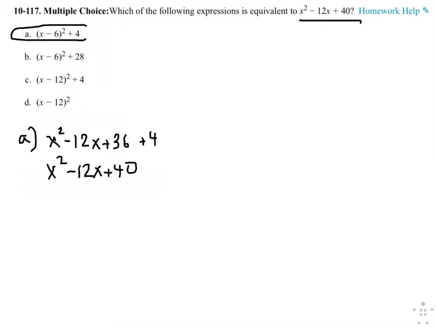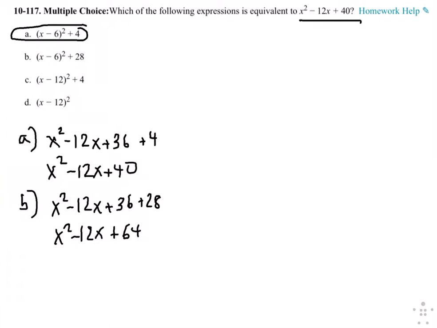So A. It doesn't say that there's only one answer, right? So let's just try them all, right? Okay, B. X minus 6 squared, again, is x squared minus 12x plus 36 plus 28. Clearly not, right? That's x squared minus 12x plus 64, so that's not.